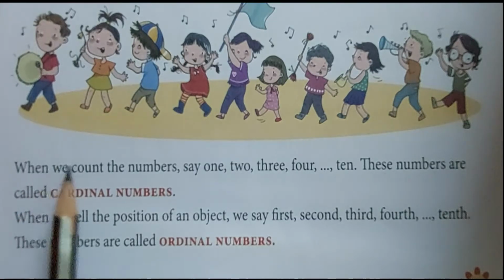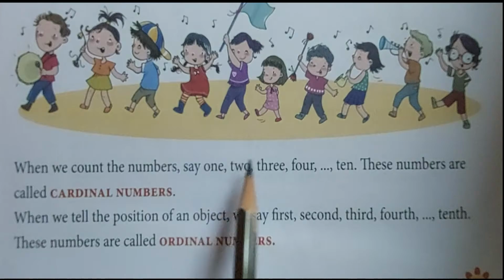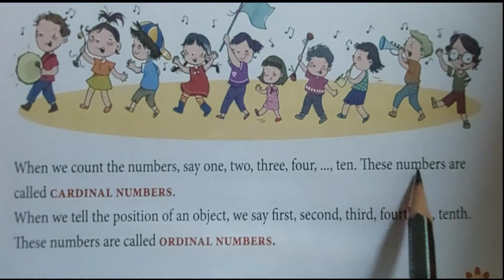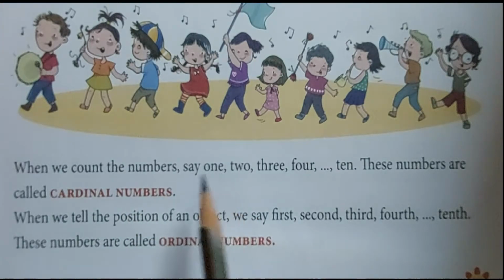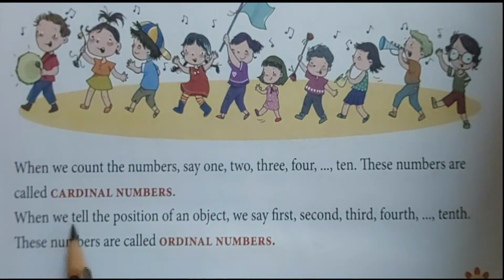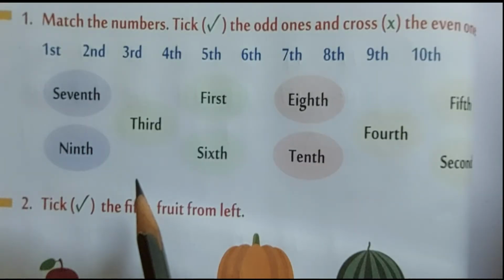See here, when we count the numbers, say 1, 2, 3, 4, 10, these numbers are called cardinal numbers. 1, 2, 3, 4, 5 and so on are called cardinal numbers. And when we tell the position of an object, we say first, second, third, fourth, and so on, 10th. These numbers are called ordinal numbers. So, first, second, third, fourth, fifth, sixth and so on are called ordinal numbers. All of you open page number 28, children.